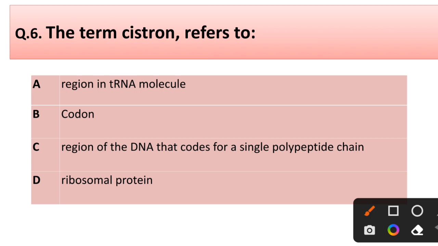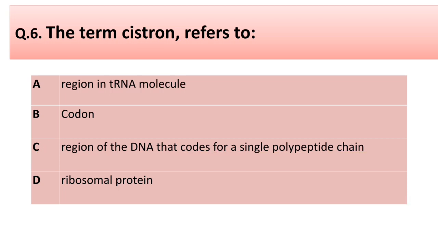Question number 6. The term cistron refers to: region in tRNA molecule, codon, region of the DNA that codes for a single polypeptide chain, ribosomal protein. Correct answer is option C, a region of the DNA that codes for a single polypeptide chain.